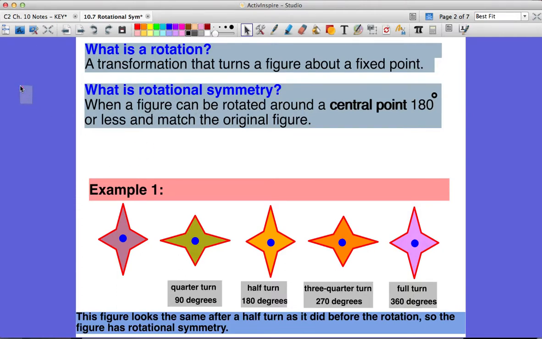Now, that point of rotation or the center of rotation can be anywhere. So it's not always going to be where the point is here and the shape is out here. It could be that the point is in the shape itself.